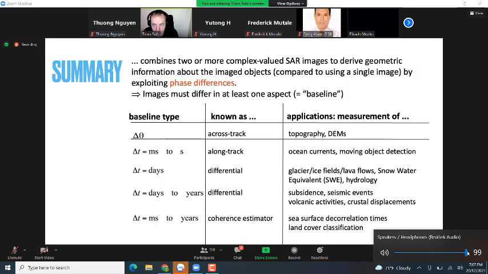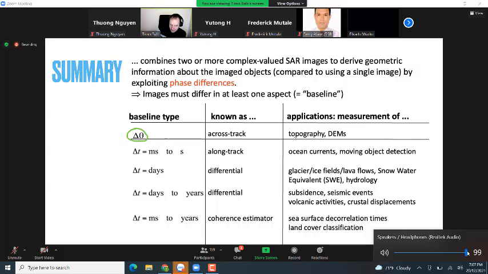And we are looking at the phase differences, and we have different things that we do with that. Okay, so this is separated by the baseline types. So let's take a look. If you have a difference in the angular difference with a cross track, that's inside. We're looking then at topography, making DEMs.